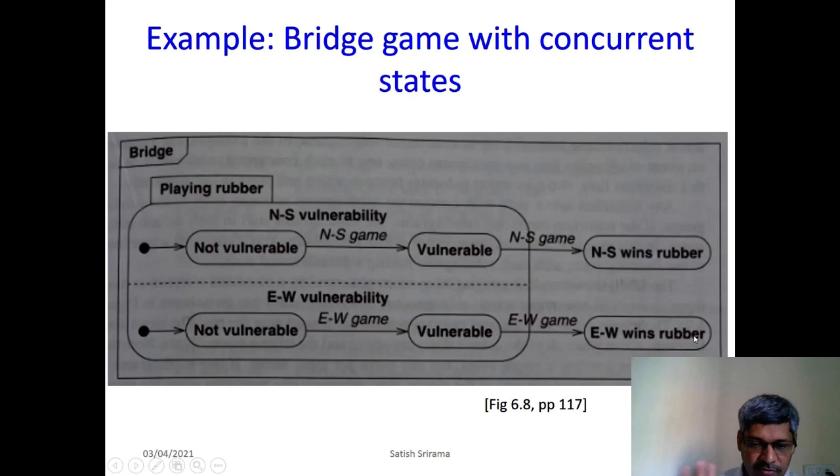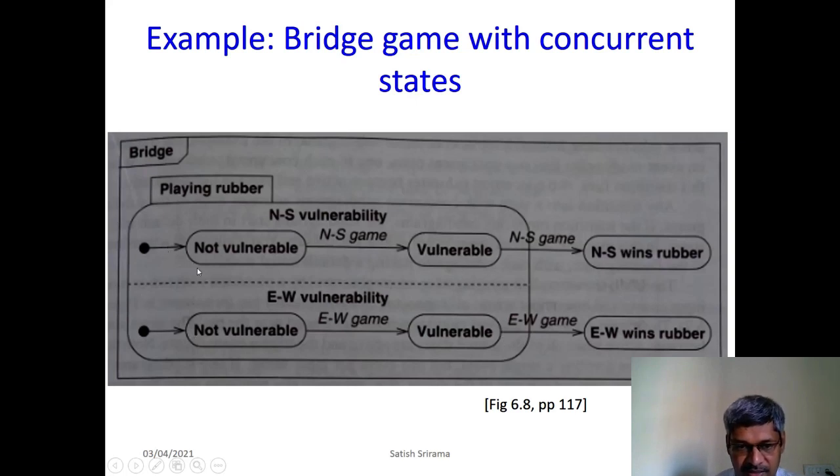There is also a total count of points and everything, which you can go and check. As far as the state diagram is concerned, what I am interested in is the playing rubber state, which is a composite state. You can partition this class into north-south being vulnerable and east-west being vulnerable, with a state diagram for each subpart: one for north-south vulnerability and another for east-west vulnerability. Whoever wins is winning the game. So this is about concurrent states within this one.